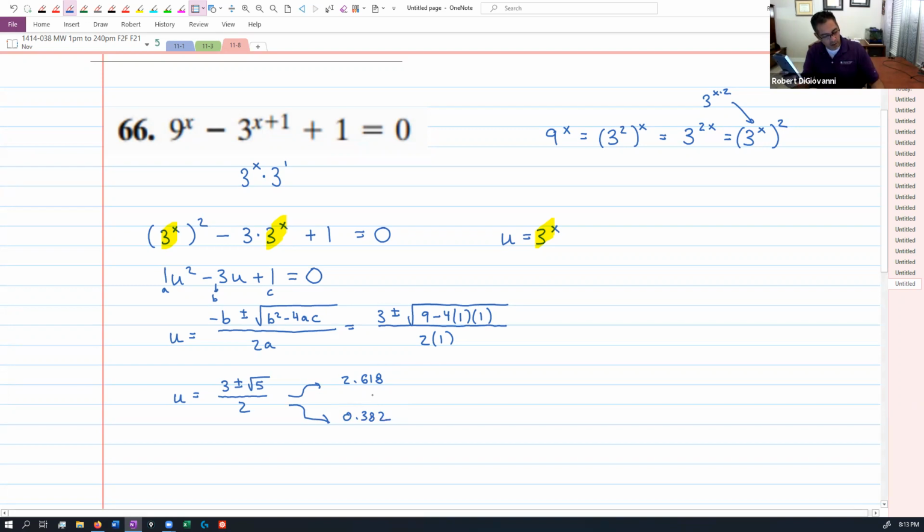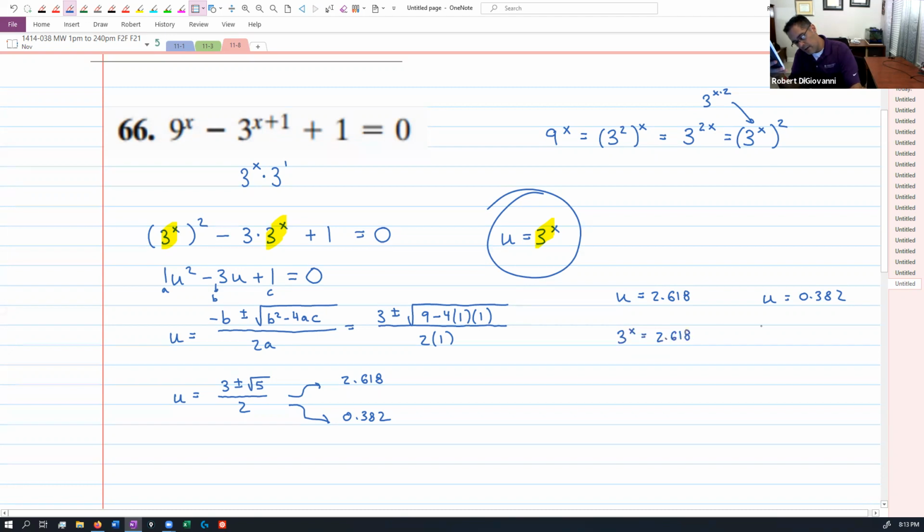Okay, and now that's what u is, right? Those are 2 solutions for u. So u has to be 2.618, or u has to be 0.382. And then remember what u was. u was 3 to the x. So that means 3 to the x has to be 2.618. And 3 to the x has to be equal to 0.382.